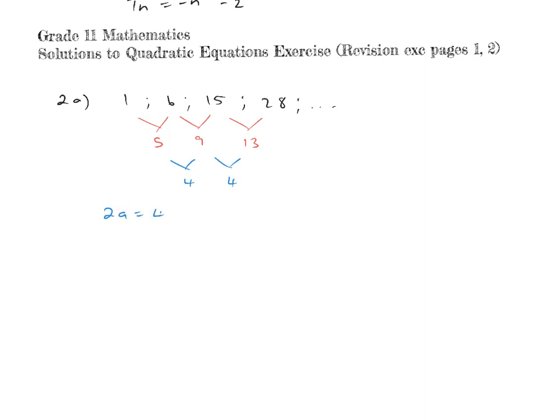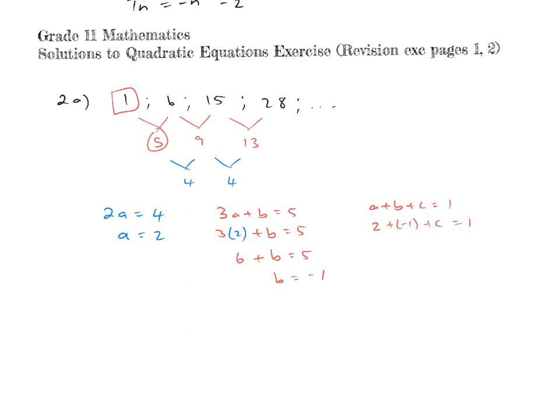So we know 2a is equal to 4, therefore a is equal to 2. 3a plus b is equal to 5, so that means 3 times the a we just worked out, plus b, is equal to 5. So 6 plus b is equal to 5, b is equal to minus 1. And then a plus b plus c is equal to, yes, 1, the first term. So a is equal to 2, b is equal to minus 1. So plus c is equal to 1. So 2 minus 1 is 1, minus 1 on both sides, c is equal to 0.